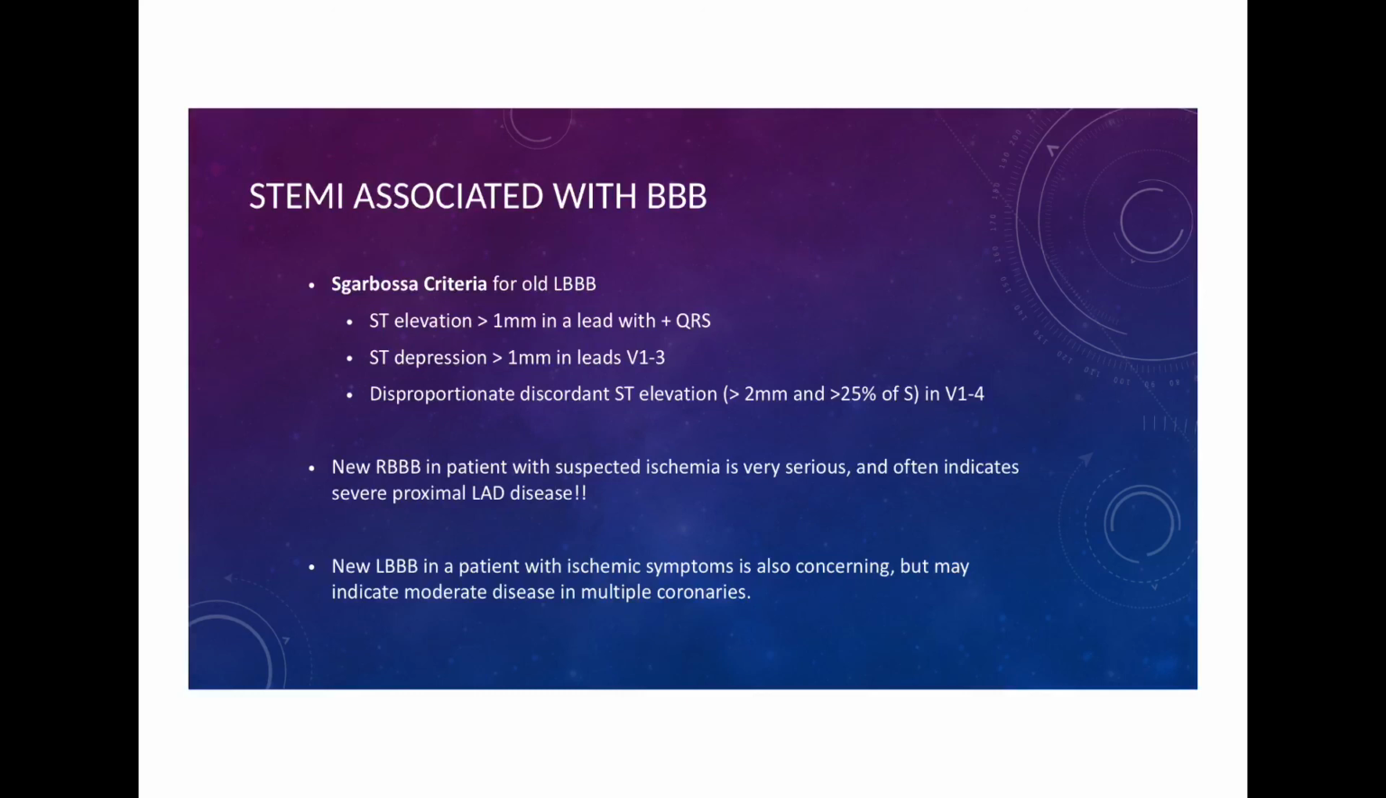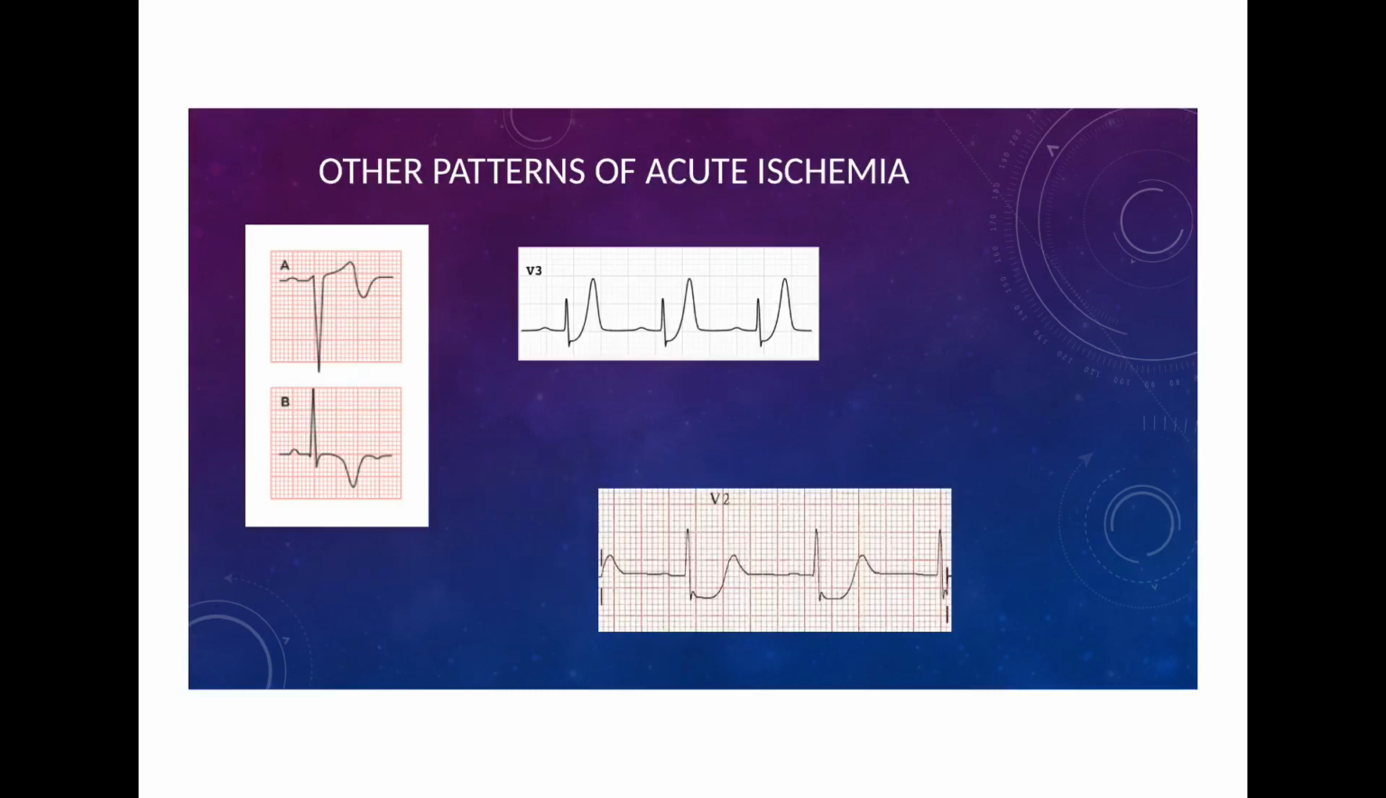Remember that a new right bundle branch block in the right context, so in a patient with typical chest pain, acute onset, crushing, worsened by exertion, can be just as concerning, if not more, than a new left bundle branch block, because the right bundle is supplied by the proximal branch of the left anterior descending artery, and that's a very serious blockage.